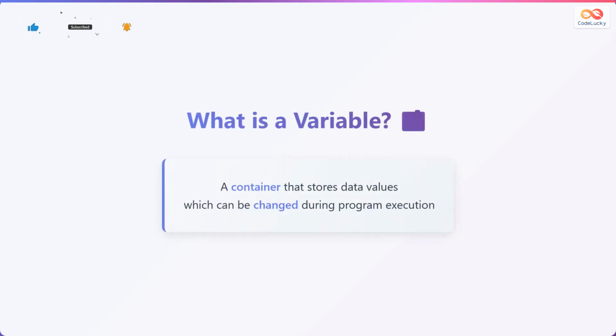So, what exactly is a variable? Think of a variable as a container, like a box, that stores data values. The special thing about variables is that the data inside this container can be changed while the program is running. So, a variable is a container that stores data values which can be changed during program execution.